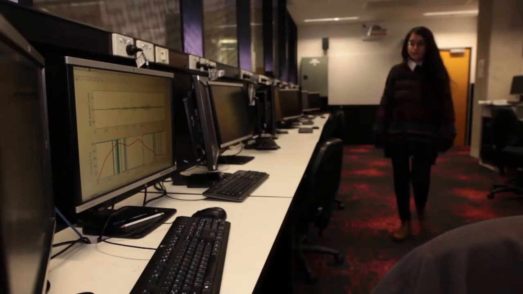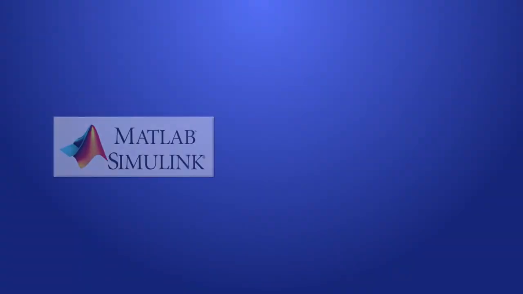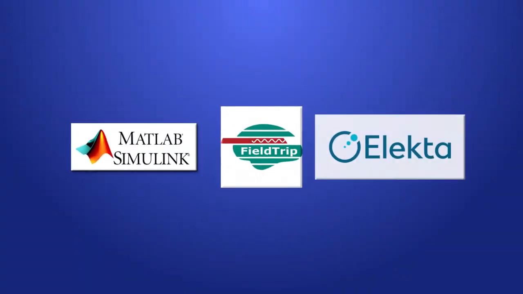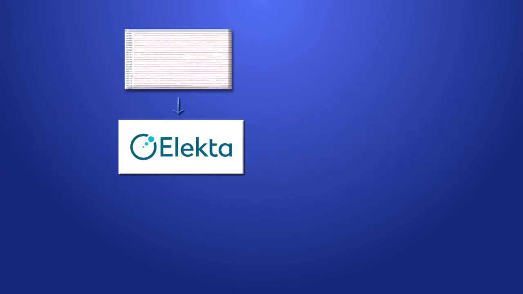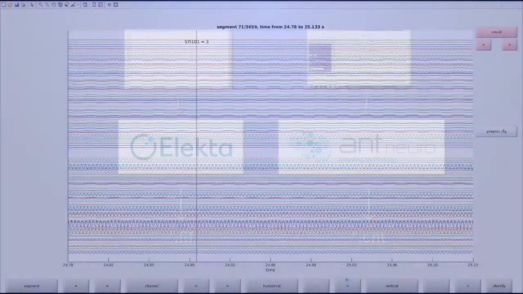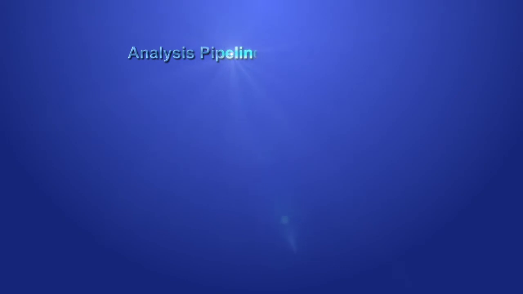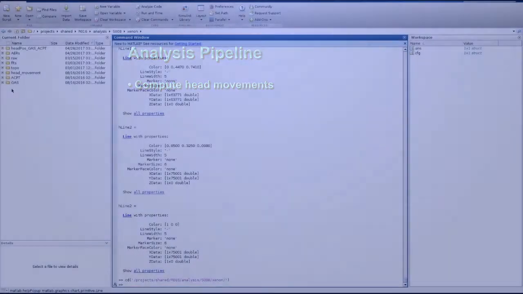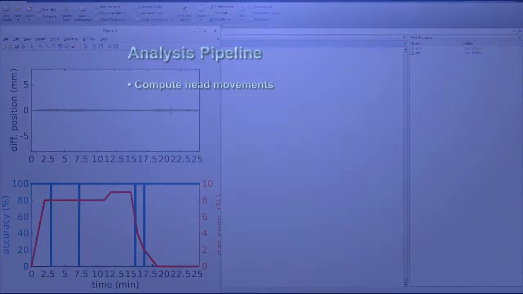To create the basic results, the following pipeline is employed using a software combination of MATLAB, FieldTrip, and Elekta's Maxfilter. The raw MEG data is stored in Elekta's FIF format, while the EEG data is stored in ANT Neuro's CNT file format. Head movements are computed using Elekta's Maxfilter software, and a MATLAB script is used to convert head movements from quaternion coordinates into Cartesian space.